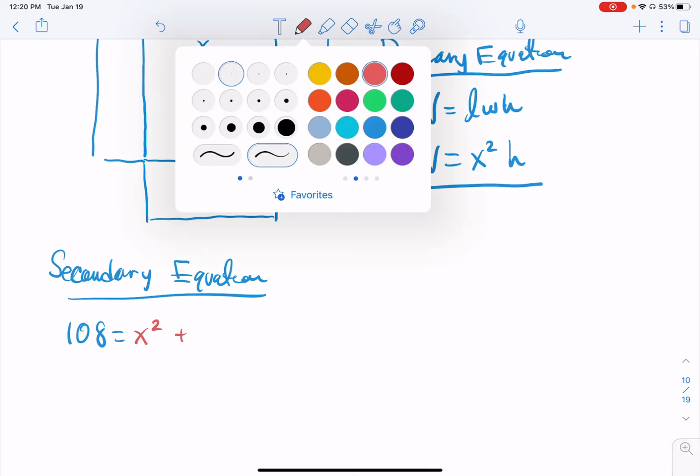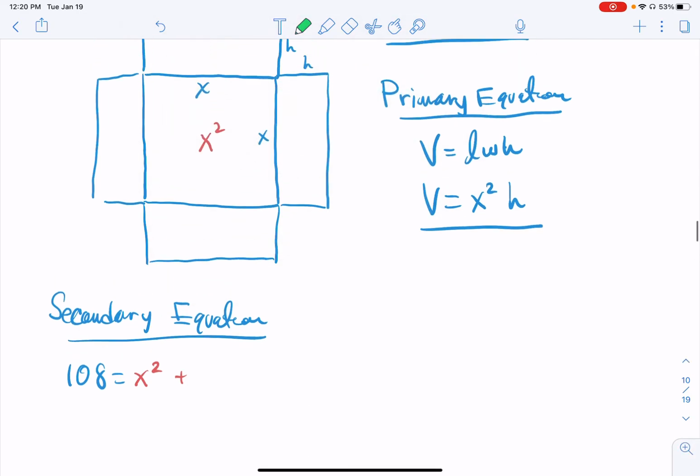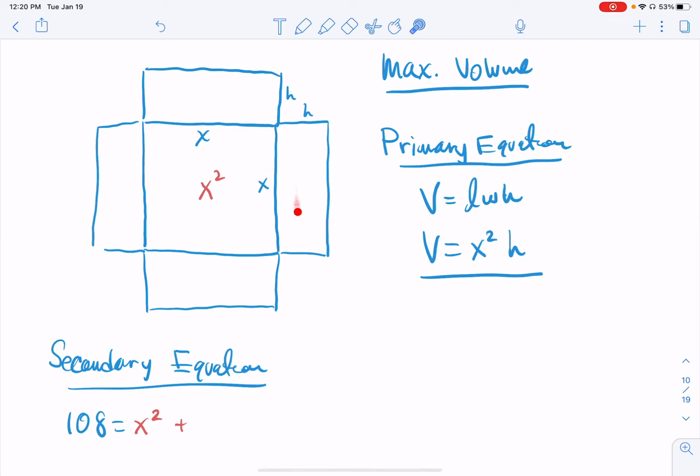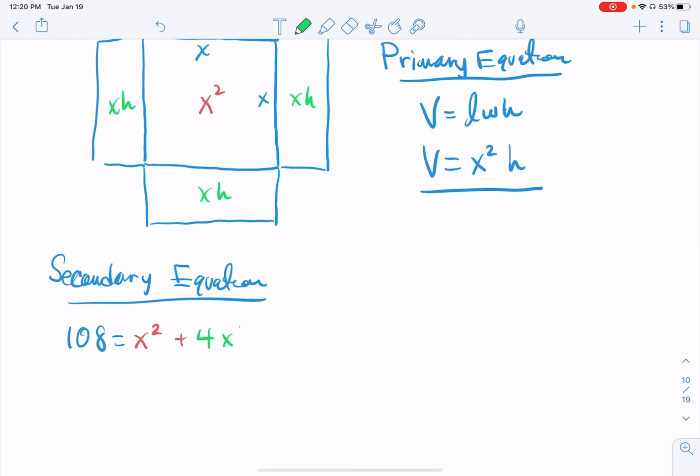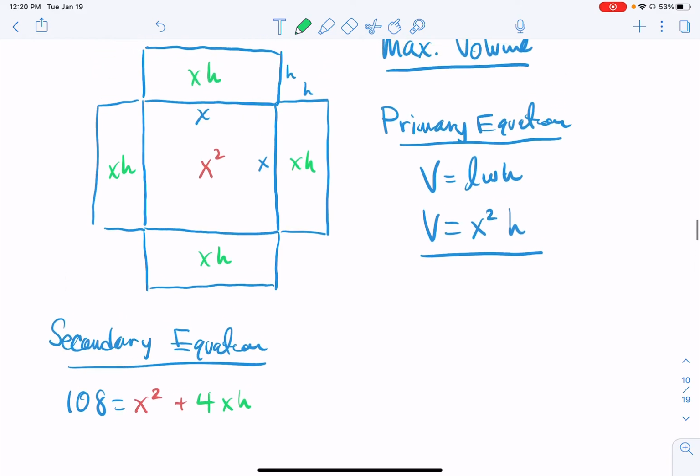Plus, maybe a green up in here. Well, how big is each one of these rectangles? They're all the same. It is an x by h. xh, all of these things. And I got 4 of them. 4xh. There we go.